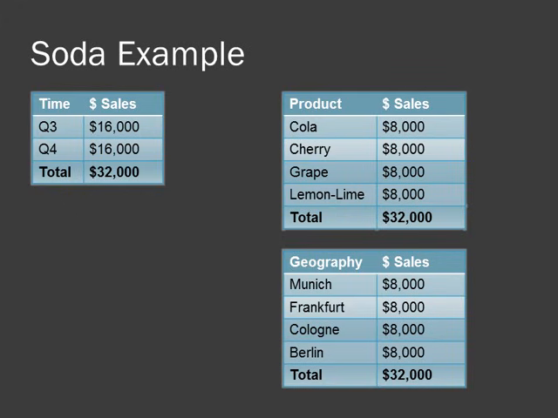Let's take a minute to consider what we're looking at. These are the overall soda sales broken out by 3 distinct categories: time, geography, and product. These categories are called dimensions. Based on these data tables, it's not real obvious what question we should ask next. All we know at this point is that sales are identical for each of the 2 quarters, identical for each of the 4 products, and identical for each of the 4 geographies.